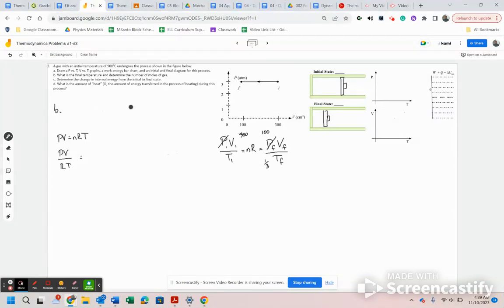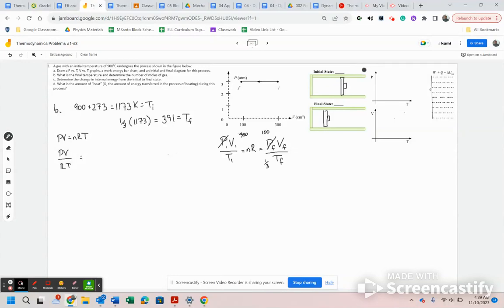So given that the original temperature is 900 degrees Celsius, to figure this out in Kelvin, the initial temperature would be 1173 Kelvin. A third of 1173 will be 391, and that is degrees Kelvin, and that is your final temperature.